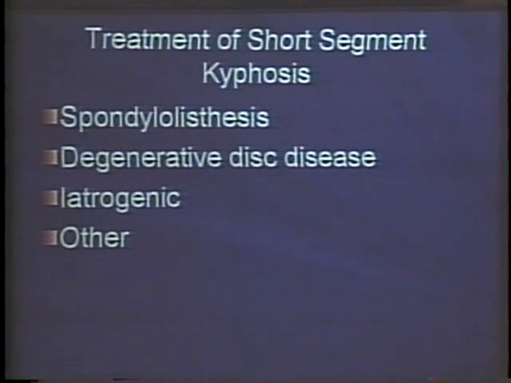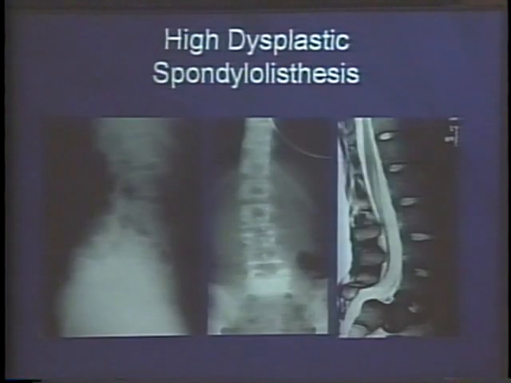Let's look just briefly at short segment kyphosis, and mostly I'm going to deal with long segment. Short segment may be spondylolisthesis, degenerative disease, iatrogenic kyphosis, and a number of other things. As an example of a problem in kyphosis in short segment, I'll use this high dysplastic spondylolisthesis, which really is a problem in kyphosis. You see that the lumbosacral junction is severely kyphotic, both in the MRI and in the plain film.